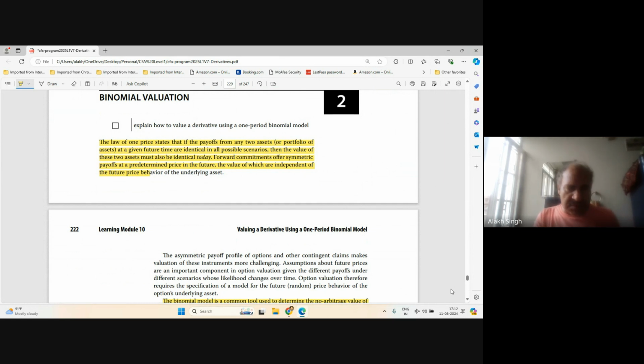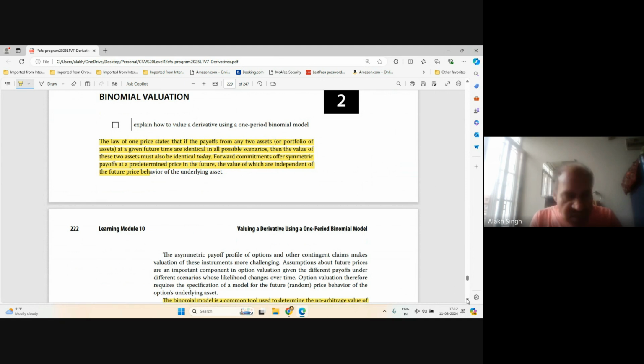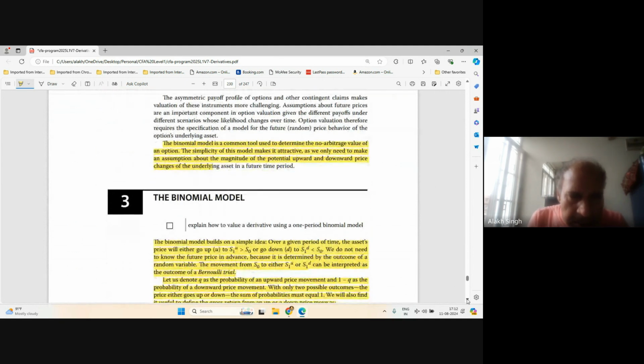Forward commitments are symmetric and payoffs are at a predetermined price in the future, and options are contingent. Anyway, it doesn't matter much here. So the binomial model is a common tool used to determine the no-arbitrage value of an option. So how do we do that?